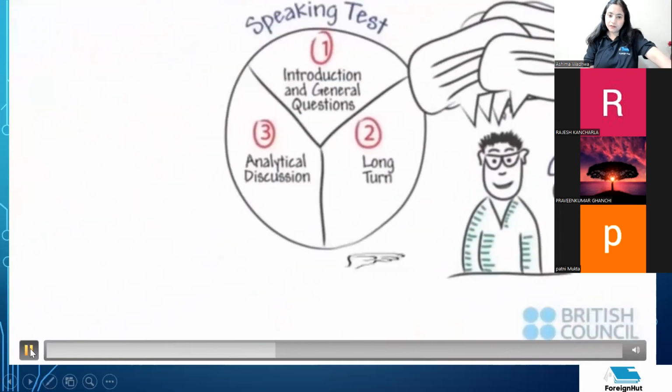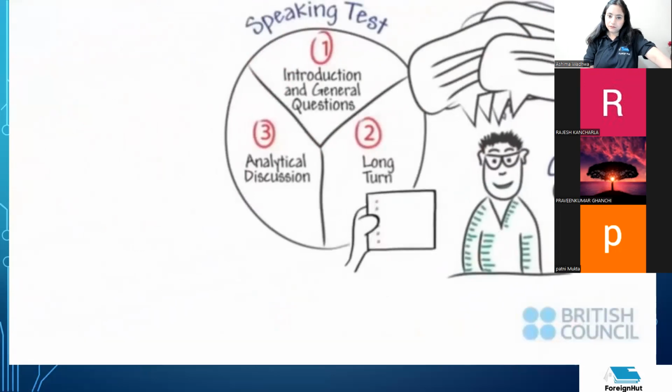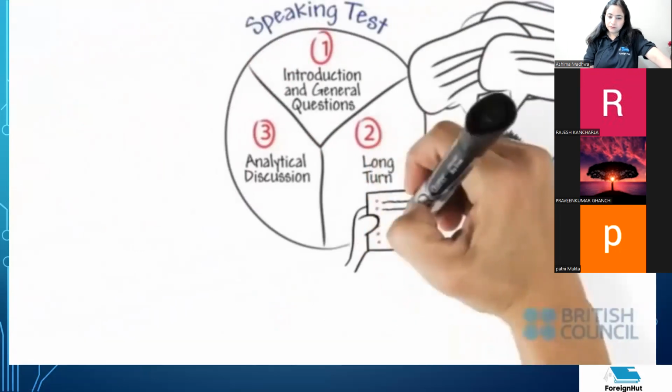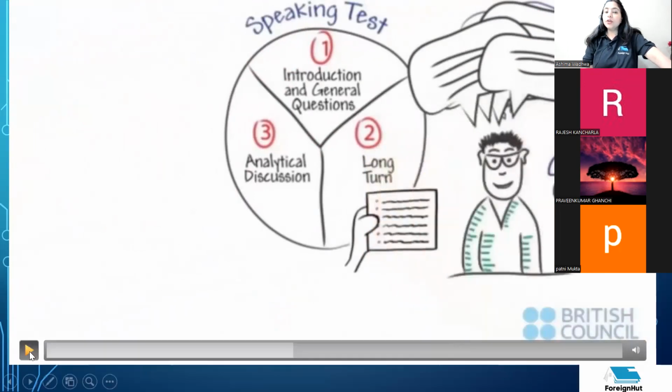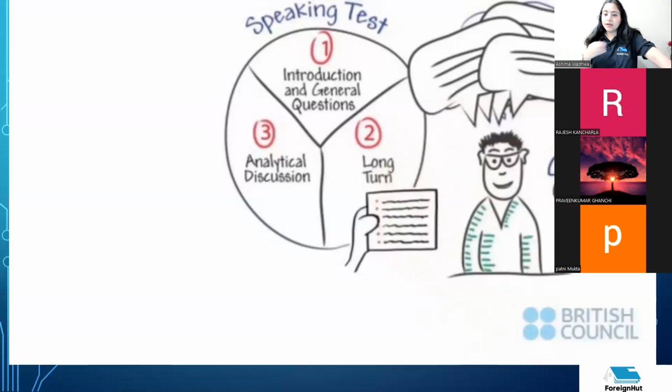In part 2 of the test, use the bullet points on the task card to help you structure your long turn and make notes in the 1 minute that's given using key words. So they are talking about the cue card. Once the cue card is given to you, a pen and paper will be given to you on the day of your exam. So don't waste that 1 minute. Write down some points and good vocabulary words in that 1 minute.